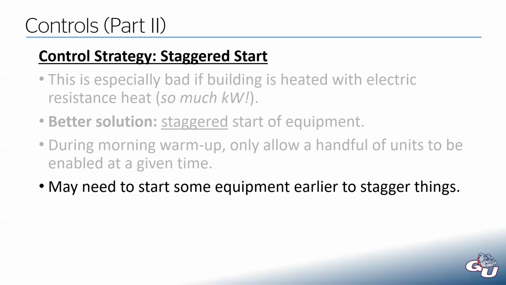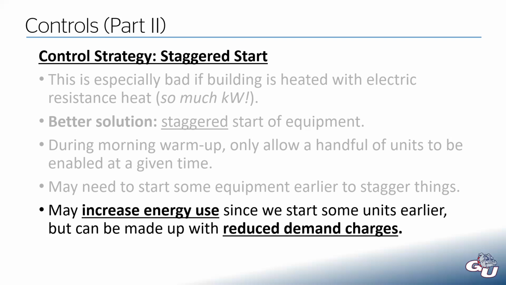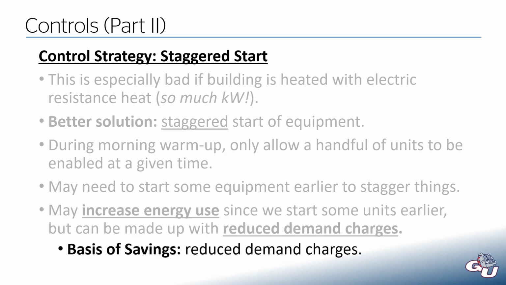And because of that, you might end up increasing your energy use because we started some equipment earlier than we would otherwise. And so our overall kilowatt hours or therm use may go up, but the hope is that we can reduce our demand charges to make up the difference. So that would be the basis of savings. If we can stagger the start of our equipment, we can reduce our demand charges. We still might incur more energy use and cost, but hopefully it will skew on the positive side and have overall positive savings.